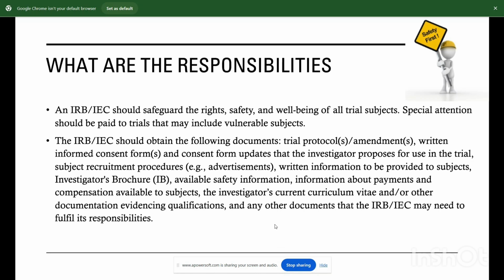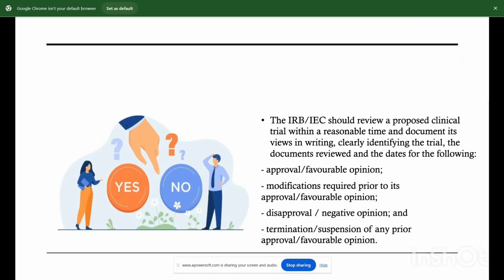Then they check the investigator's brochure and the safety information about the investigational product, how study-related payments or compensation will be given to subjects, and the investigator's CV and qualification-related documents. So basically these are the documents the EC will review. Before the trial starts, the investigator has to submit these documents to the ethics committee.